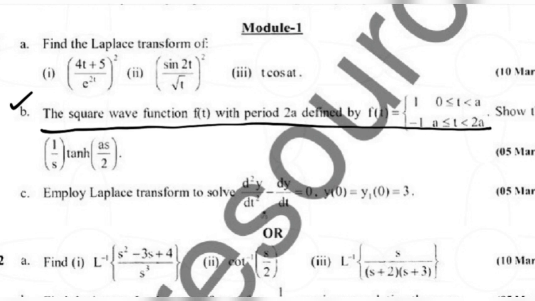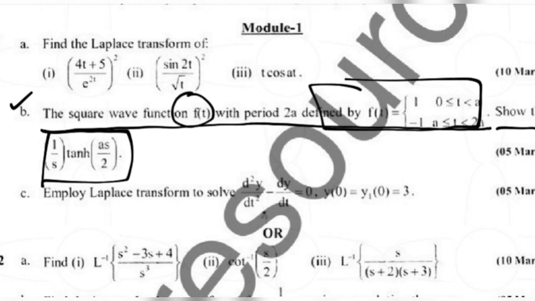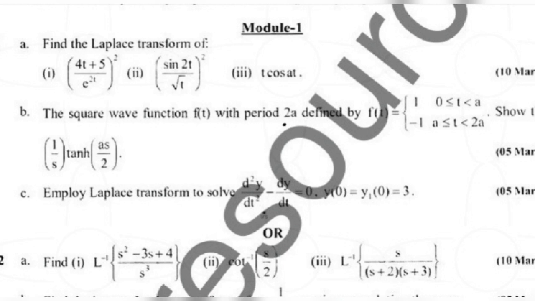First, the function is given and we have to show that it equals 1 by s tan h of as by 2, that's the square wave function's answer. That we have to prove. First, you have to note down what the period is, 2a, and f of t is 1 in 0 to a and minus 1 in a to 2a.